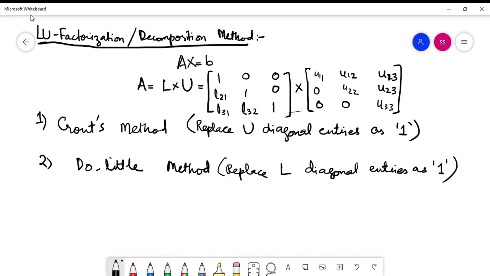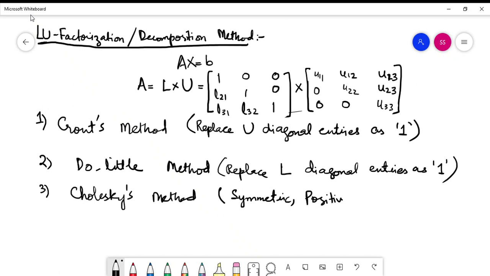There is an additional method known as Cholesky's method. For Cholesky's method, there is a condition: your matrix should be symmetric and positive definite. You have to check. If both conditions hold, then you can decompose A completely in the form of an upper triangular matrix or completely in the form of a lower triangular matrix, but don't forget the order.